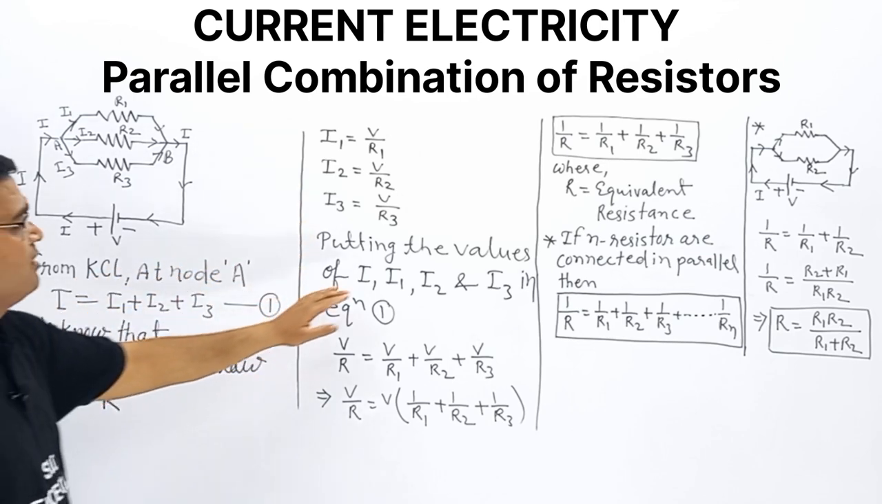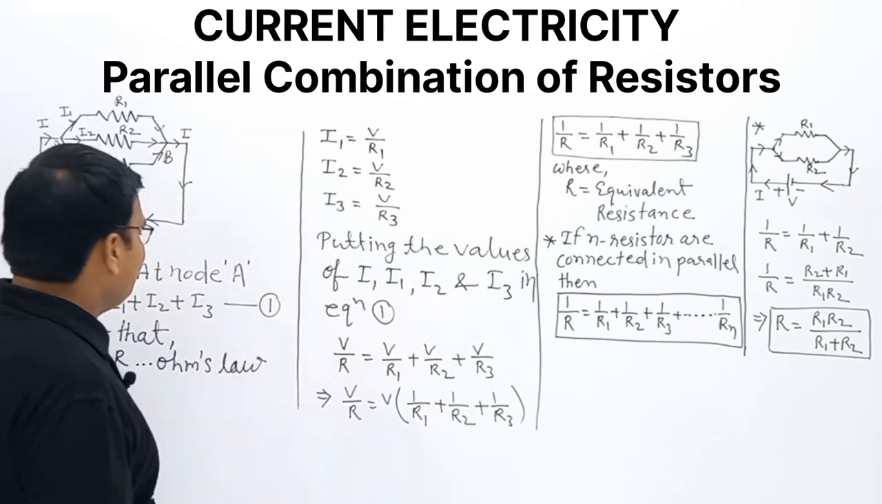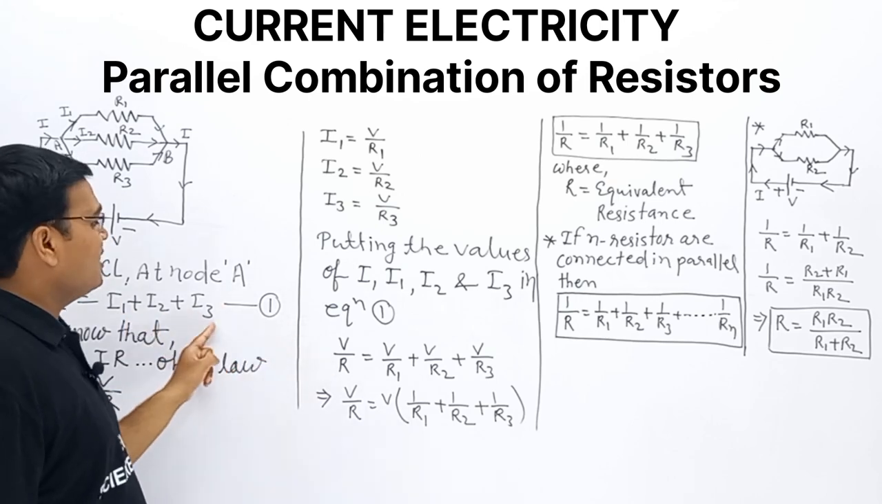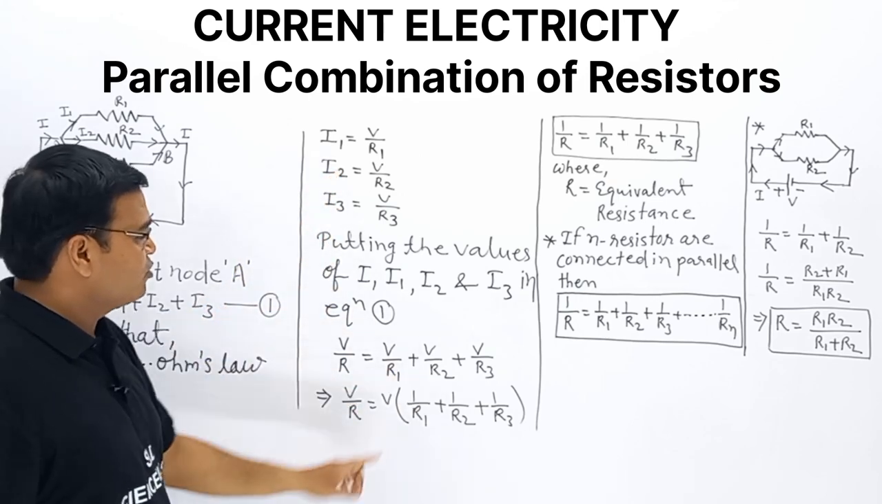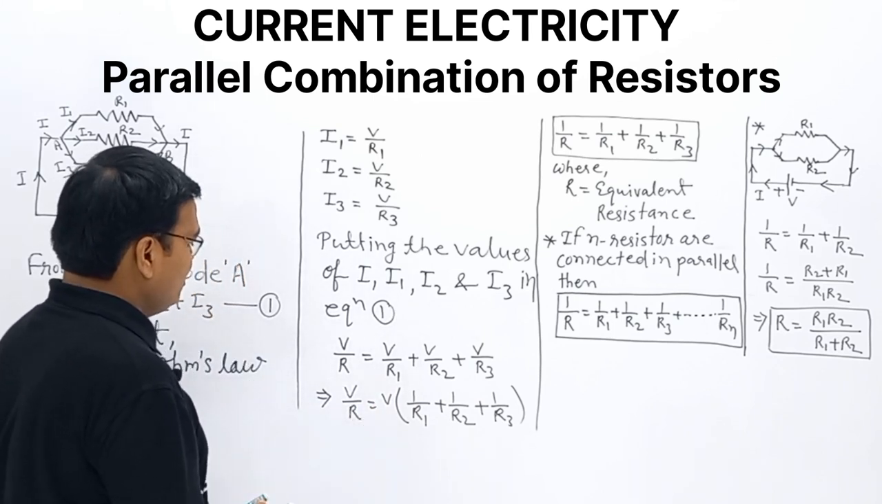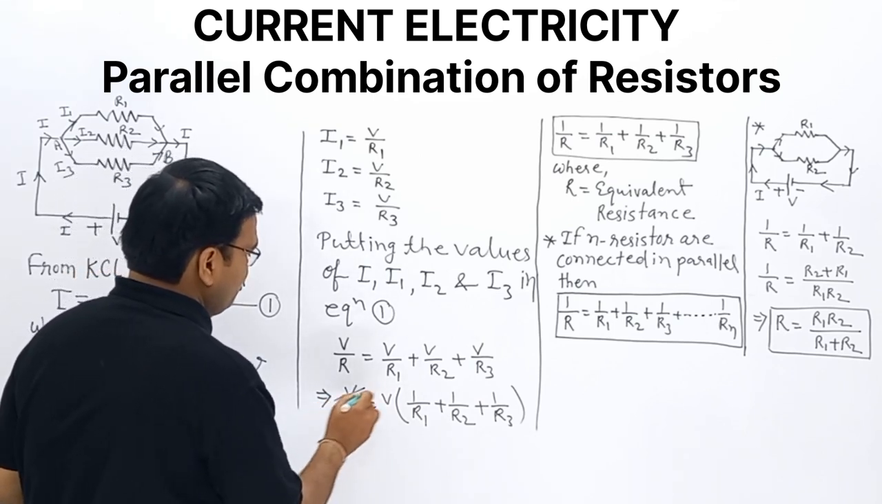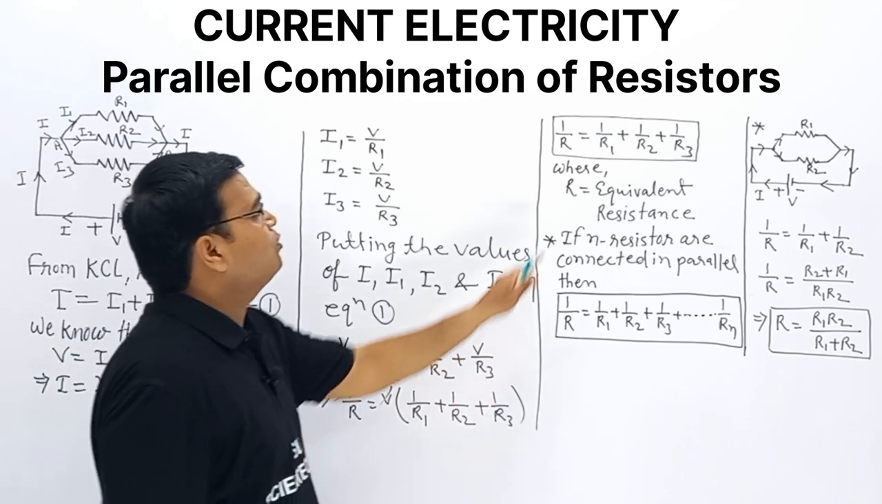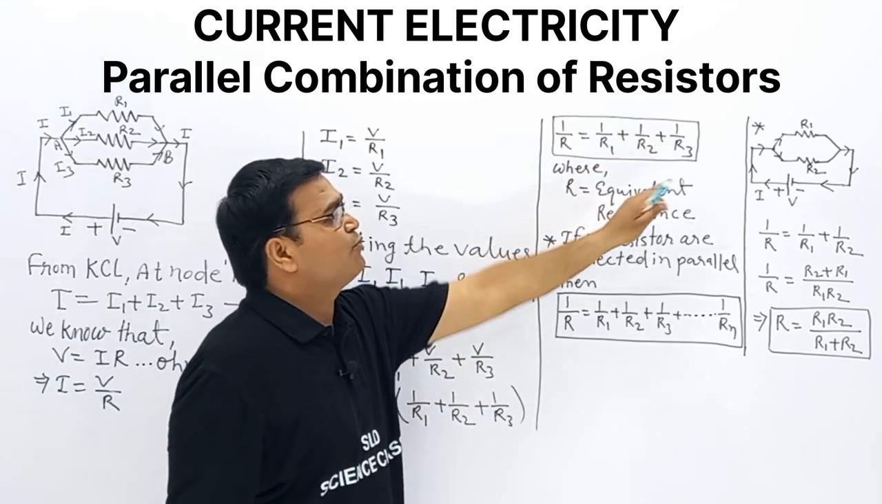Finally we put these values in this equation. Then we get I equal to V upon R1, and I1, I2, I3 are these values. We put them in and solve. V is common in all, so we take it outside. Now solve, V and V cancel. So 1 upon R equals 1 upon R1 plus 1 upon R2 plus 1 upon R3.